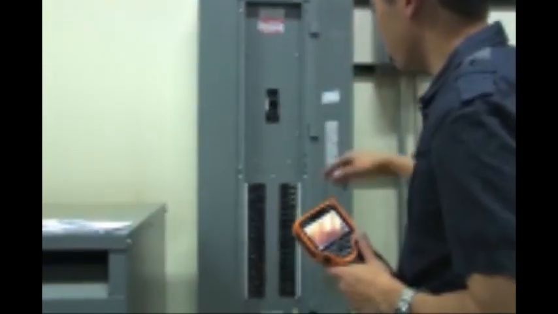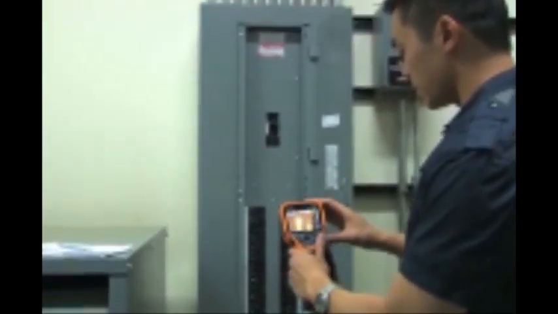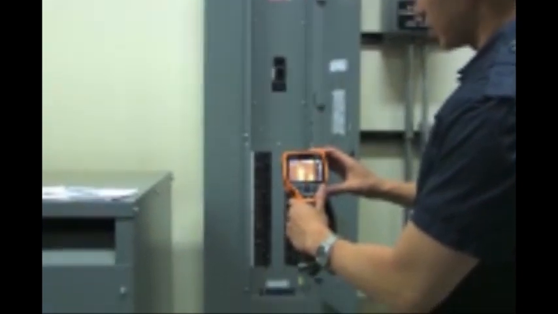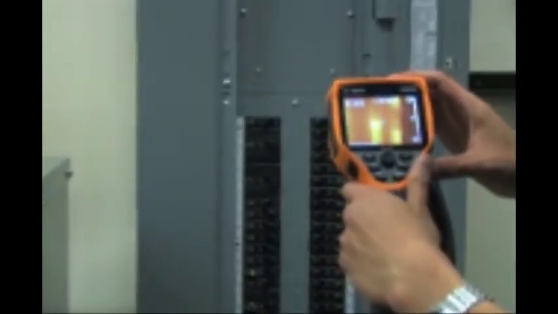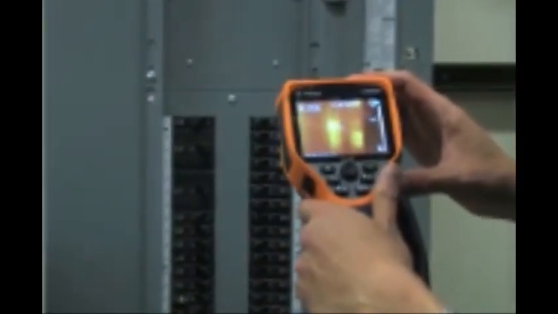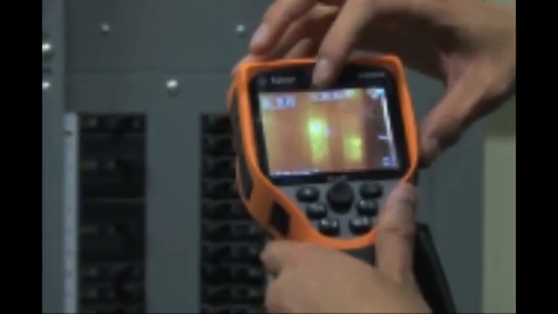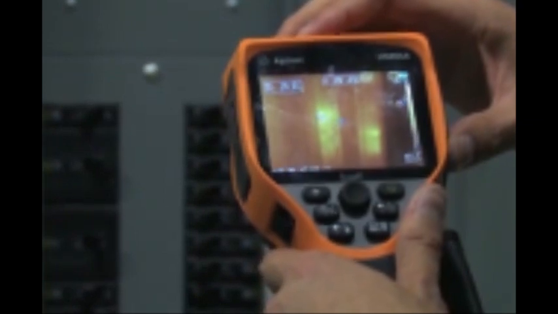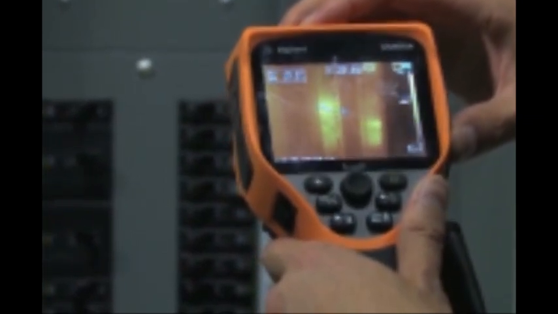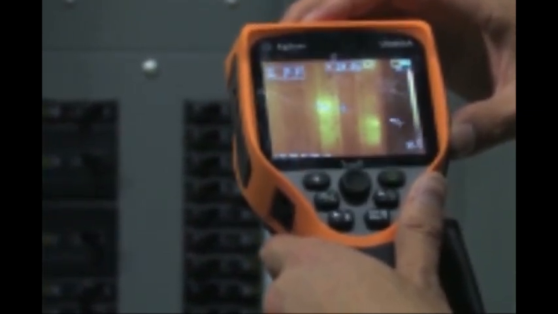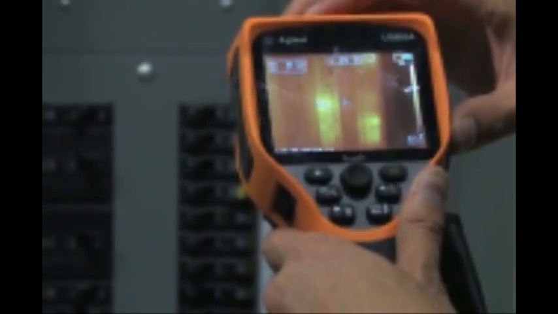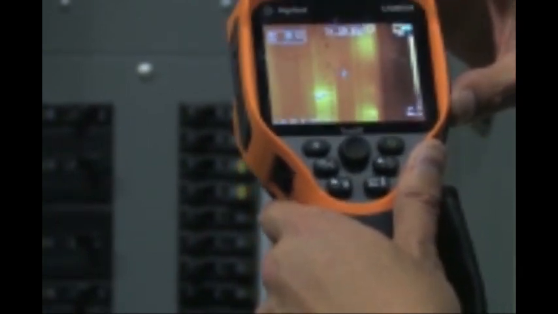So here's my electrical panel, and all I'm going to do is point my thermal imaging camera at the panel. What you can see is there are a few hotspots that we're interested in taking a look at. Right now I've got this max reading that tells me that particular spot is measuring about 30 degrees Celsius, but it is a lot hotter than all the other points on my panel.